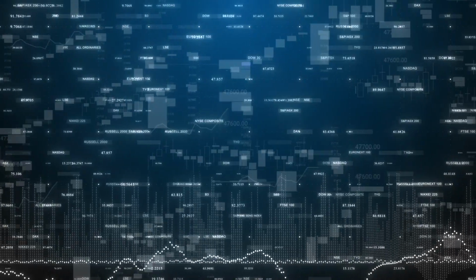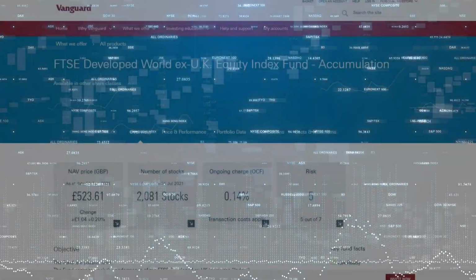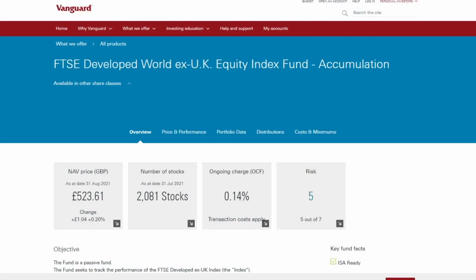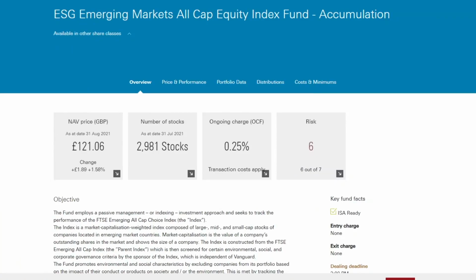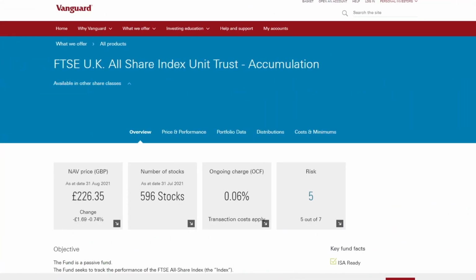So with that in mind, the 3 funds that will be used to make up this portfolio are the FTSE Developed World excluding UK Equity Index Fund, the ESG Emerging Markets All Cap Equity Index Fund, and then the FTSE UK All Share Index Unit Trust. Again, there was the option to invest in the non-ESG Emerging Markets Fund. That does have a slightly lower ongoing cost.